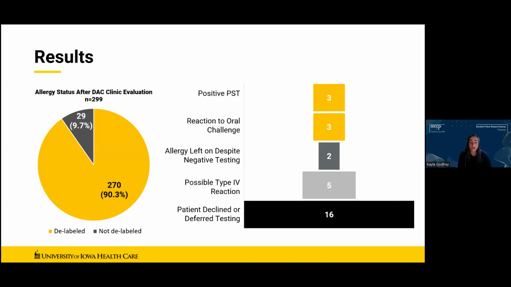You can see 3 actually had a positive penicillin skin test. 3 had a reaction to their oral challenge. 2 actually requested for their allergy to stay on their chart despite negative testing. So we just notated that the negative testing had occurred, but left it on their chart for them. 5 had a possible type 4 reaction, so that would not be tested for in our drug allergy testing since it is a delayed reaction. And then 16 declined testing or deferred testing until later on.